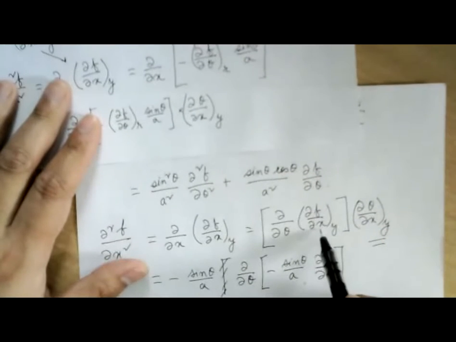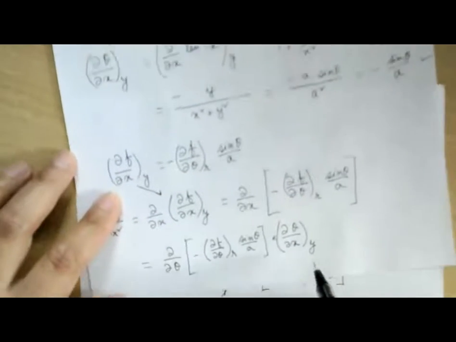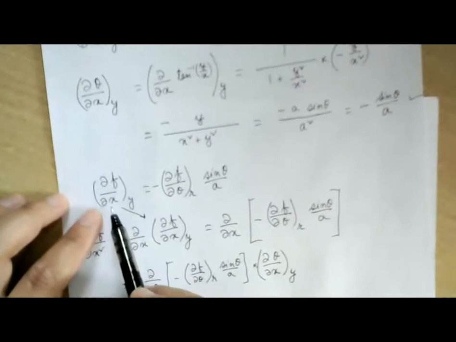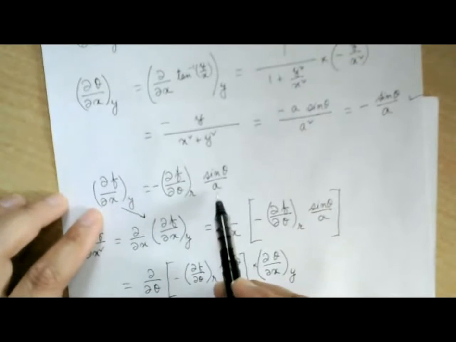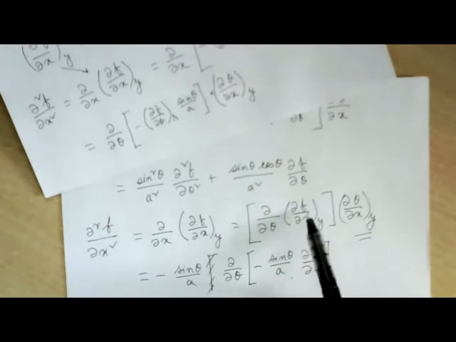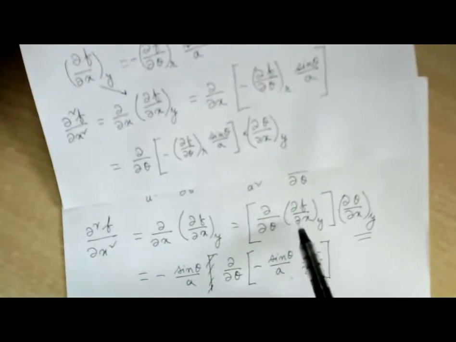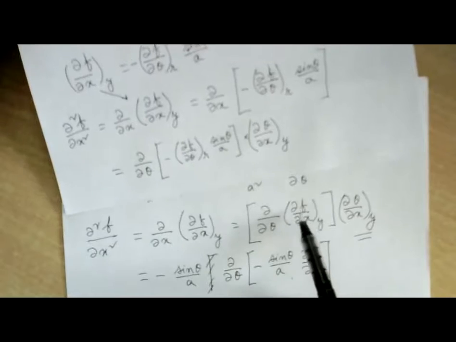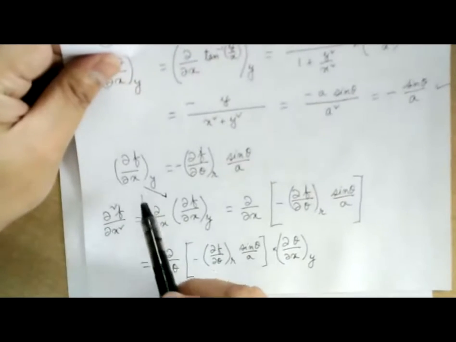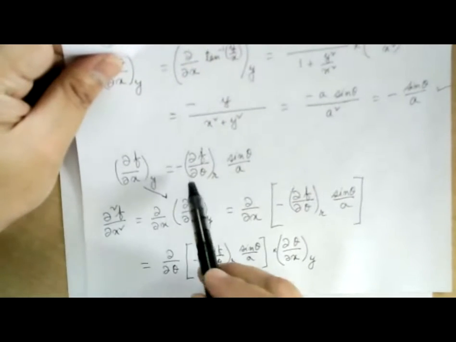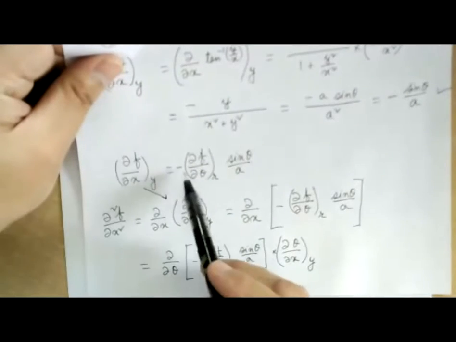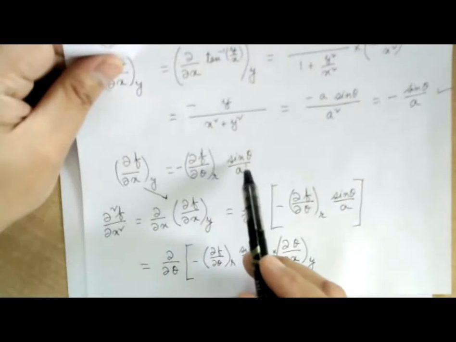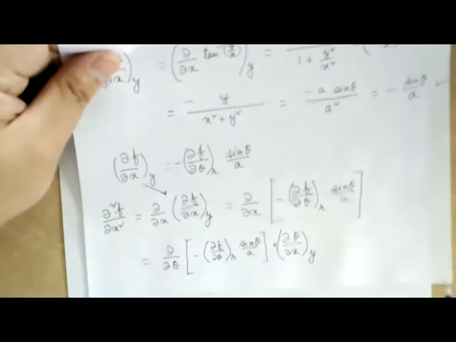Del f by del x is minus del f by del theta sine theta by a. This del f by del x, we substitute this term. Del f by del x is nothing but minus del f by del theta sine theta by a.